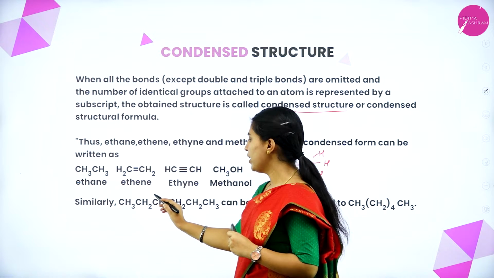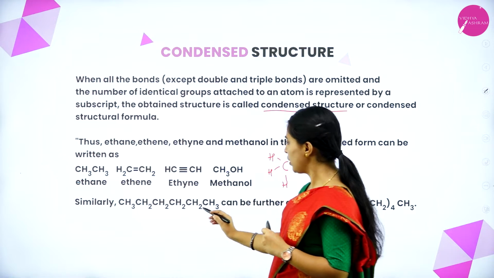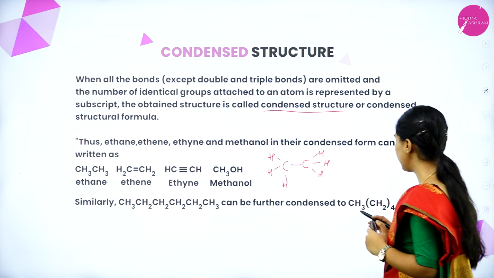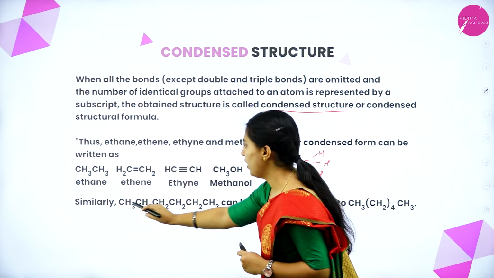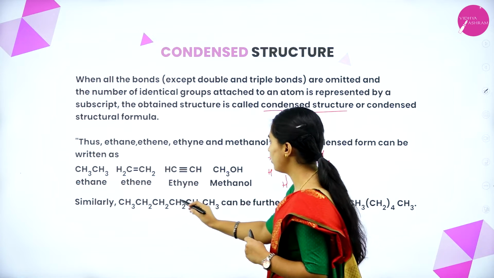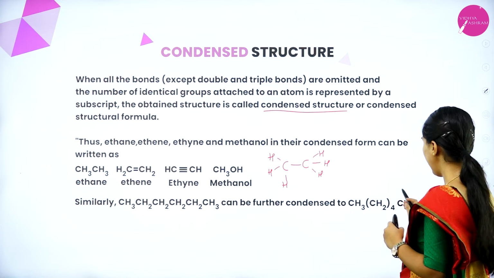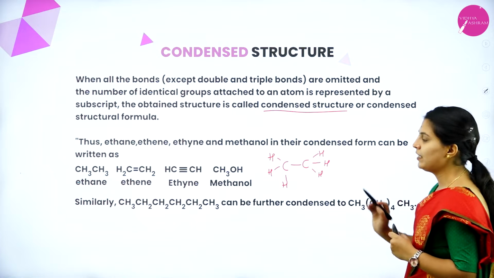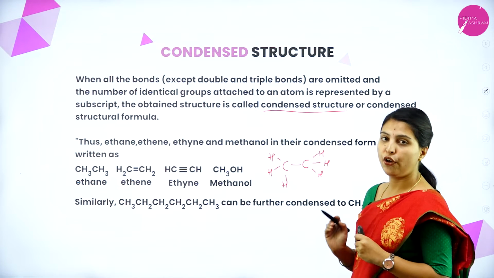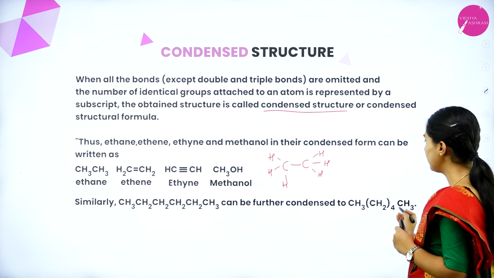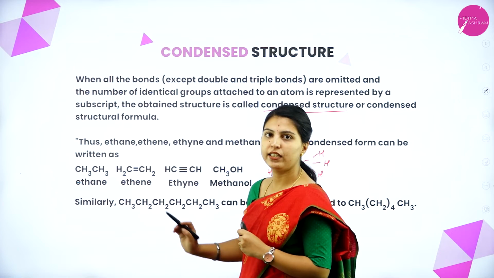Similarly, CH3, CH2, CH2, CH2, CH2, CH3 can be further condensed as CH3. First one, how many CH2s are present? 1, 2, 3, 4. See here, CH2 in a bracket you have to write, externally 4, and the remaining CH3. This is a condensed formula. If you want to expand this, you can write it in this form.